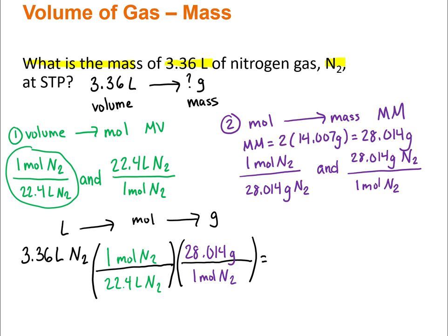So this is the setup that you should have. In an exam setting, if you show me this setup, you'll get most of the points. If you get the wrong numerical answer, but you still have the right units, you get most of the points. We go through moles. We end up with grams. And it should be 4.20 grams. Let me know if there are any questions here.